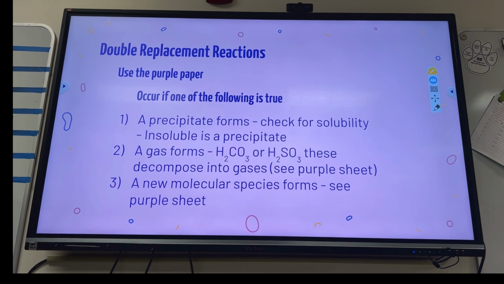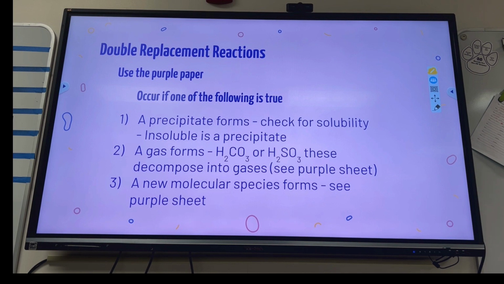Why doesn't this happen with just regular table salt? What happens to table salt when you put it in water? It dissolves. So a precipitate is kind of the opposite of that action, right? That would be something that we would say is insoluble or won't dissolve coming out.